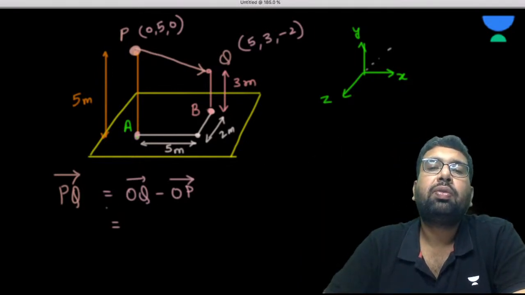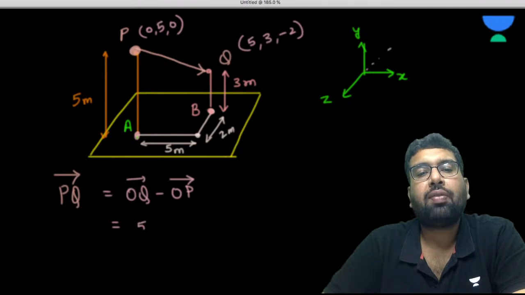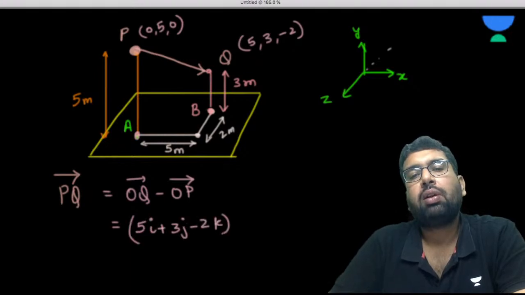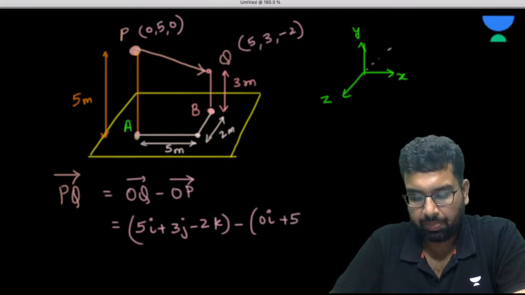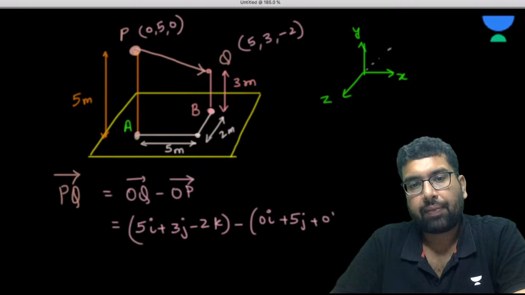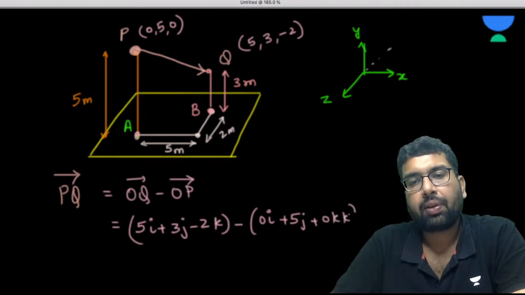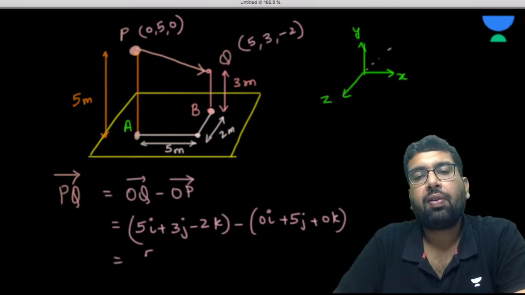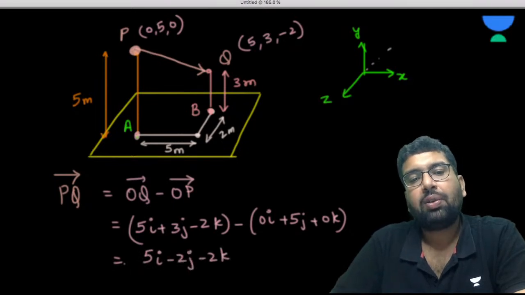Now, what is going to be this vector? OQ is 5i plus 3j minus 2k, and what is the position vector OP? This is 0i plus 5j plus 0k, unit vector k. Now from here can I write 5i minus 2j minus 2k. Okay, so this is your displacement vector.